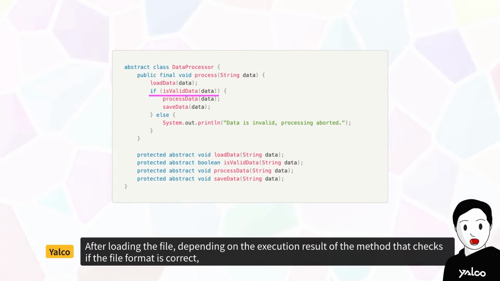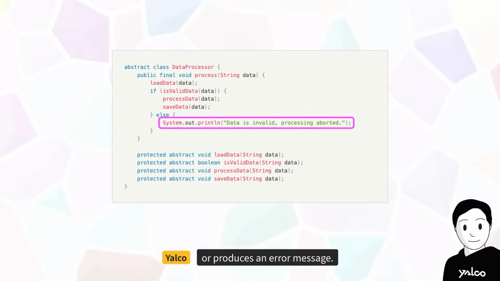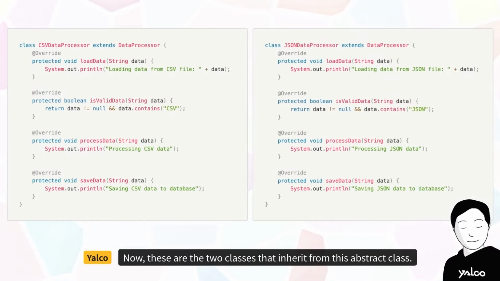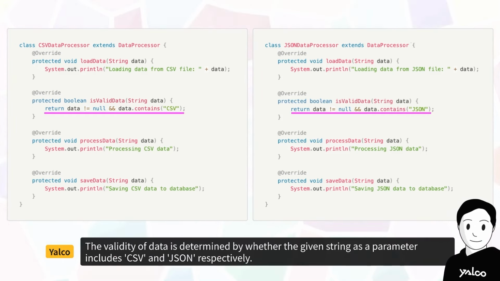After loading the file, depending on the execution result of the method that checks if the file format is correct, it either executes the remaining two methods or produces an error message. Now, these are the two classes that inherit from this abstract class. Each of them implements the process of handling CSV data and JSON data respectively. The validity of data is determined by whether the given string as a parameter includes CSV and JSON respectively.